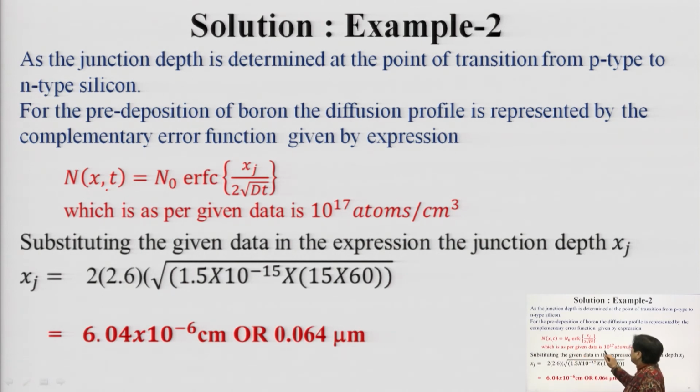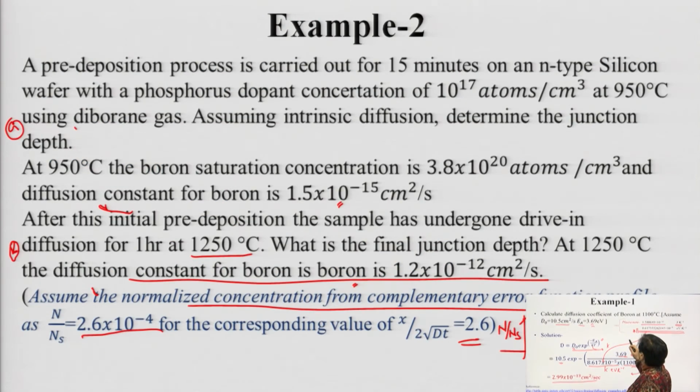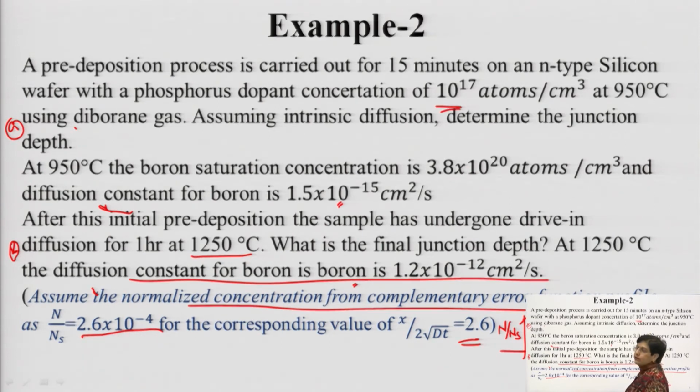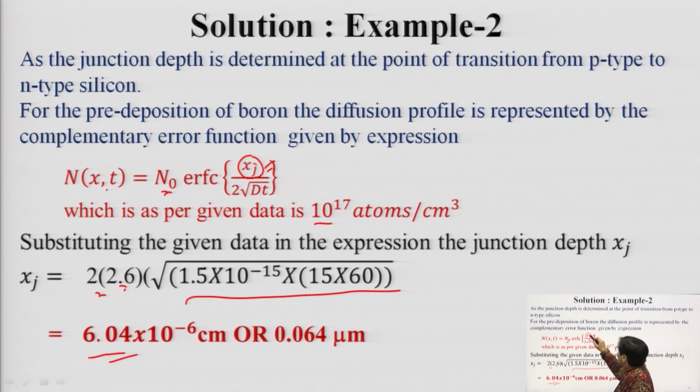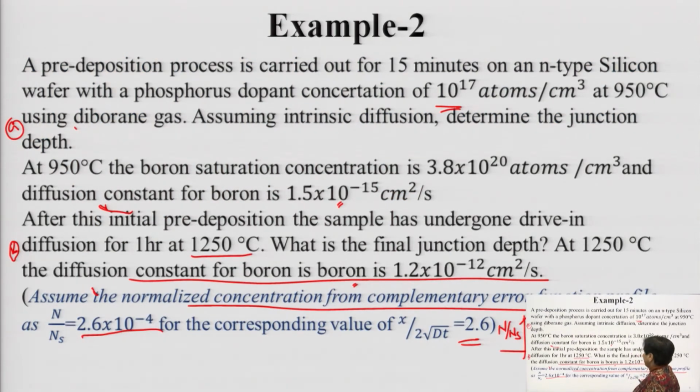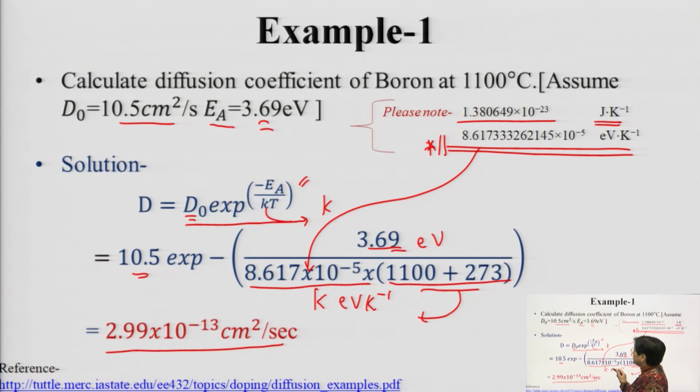As per the given data, the initial phosphorus concentration is given to you, you substitute that value. So, here we are just modifying it, xj we want to find out. n0 is known to you, n is known to you. So, we will substitute the values and you will directly calculate the xj. Here the only parameter which is unknown is xj. xj under root dt is known to you, 2.6. So, we will substitute that value directly.